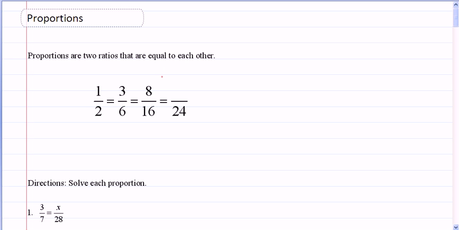In this lesson you will learn about proportions. Proportions are just equivalent ratios, two ratios that are equal to each other. So in this example I have 1/2 equals 3/6 equals 8/16. All of these fractions are equal to 1/2.